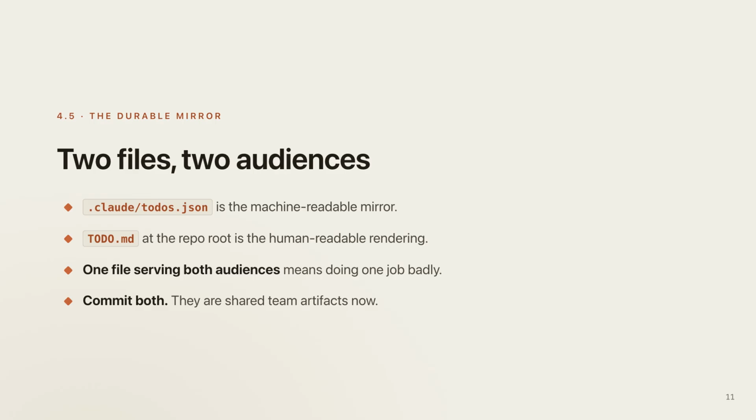Because the audiences want opposite things. A machine wants stable IDs and structured statuses. A human wants headers, checkboxes, and dates. One file serving both means doing one job badly.